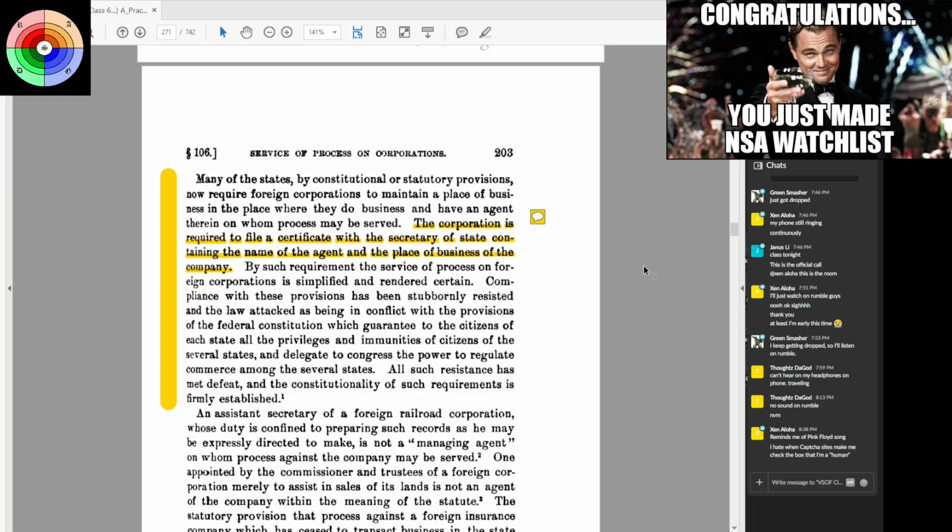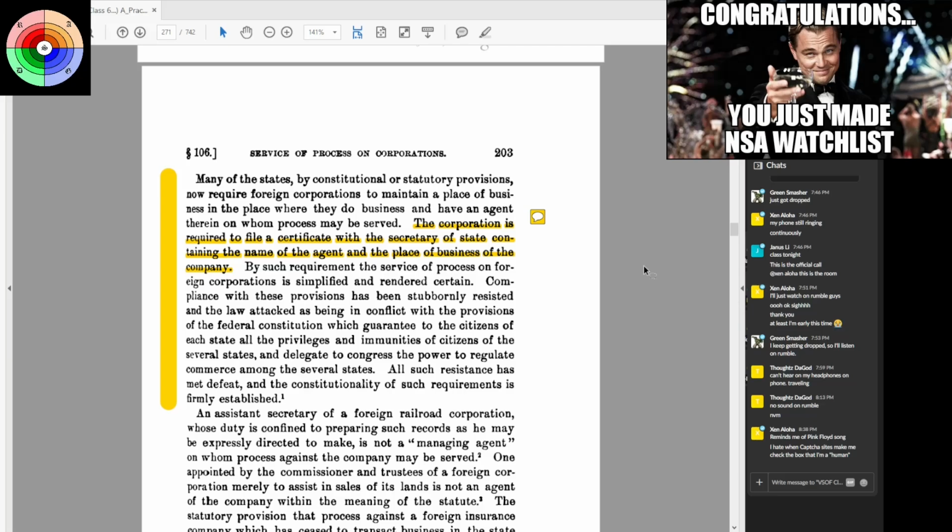By such requirement, the service of process on foreign corporations is simplified and rendered certain. Compliance with these provisions has been stubbornly resisted, and of course by corporations, and the law attacked as being in conflict with the provisions of the federal constitution, which guarantee to the citizens of each state all the privileges and immunities of citizens of all the several states. How the hell did a corporation ever get privileges or immunities as if they were a de jure state citizen?